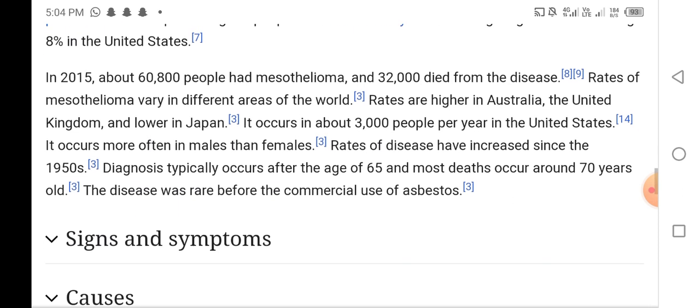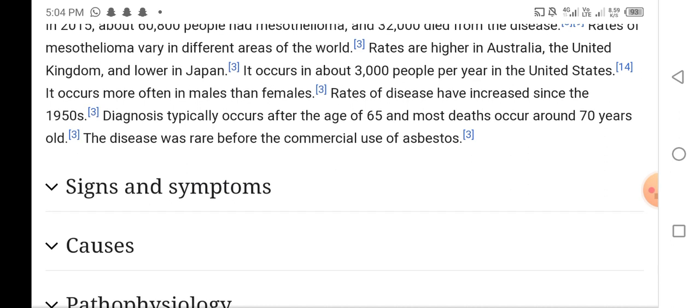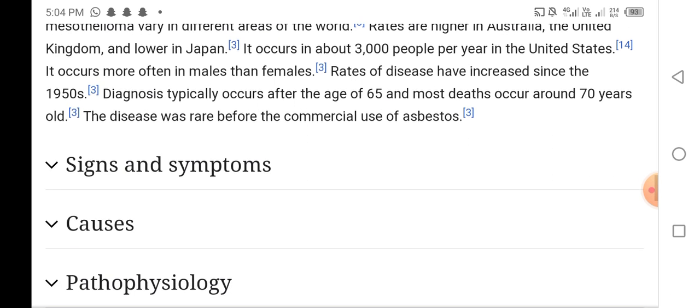The percentage of people that survive 5 years following diagnosis is on average 8% in the United States. In 2015, about 60,800 people had mesothelioma and 32,000 died from the disease, and the rates of mesothelioma vary in different areas of the world. The rates are higher in Australia and the United Kingdom, and lower in Japan. It occurs in about 3,000 people per year in the United States.